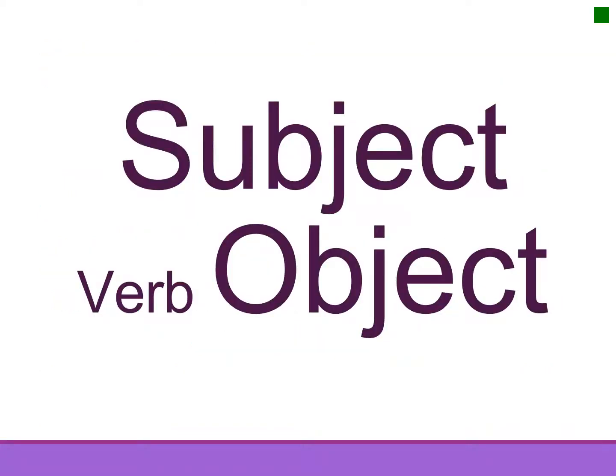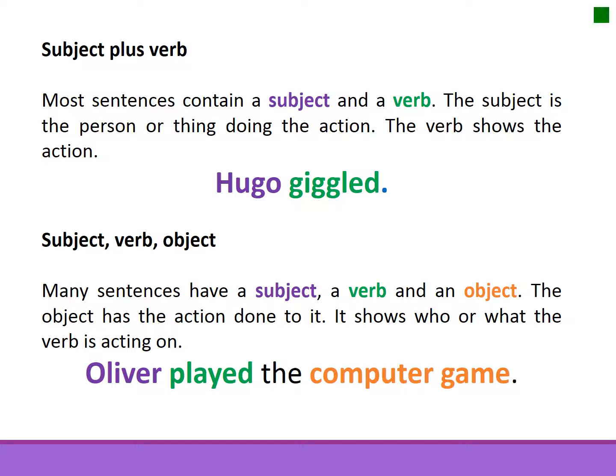Subject, verb, object. Most sentences contain a subject and a verb. The subject is the person or thing doing the action, and the verb shows the action. For example, the subject Hugo giggled. Many sentences have a subject, a verb, and an object. The object has the action done to it. It shows who or what the verb is acting on. So in this instance, the subject Oliver played the computer game.